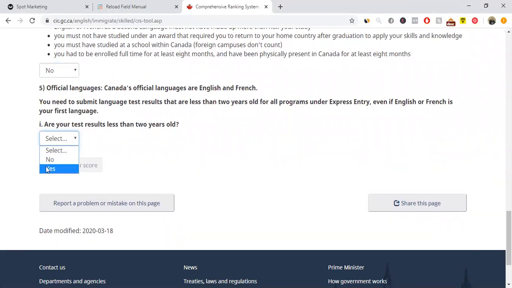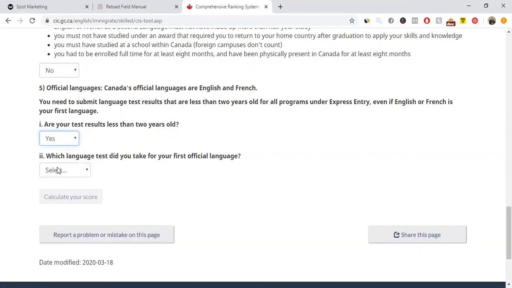Official language, are your results less than 2 years old? That's your IELTS result. So you take yes, that the results are less than 2 years old. Now, once you write your IELTS exam, it's only valid for 2 years. After 2 years, it expires, and you need to write another one. But you can write it as many times as possible, even within 2 years, to get your first score.